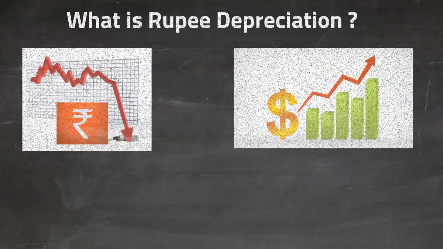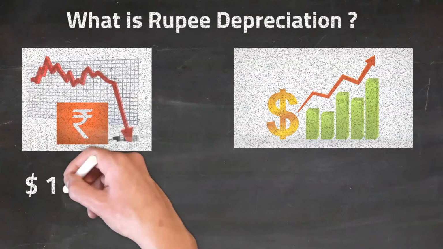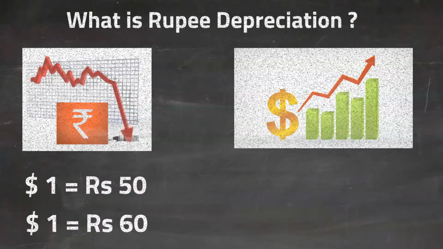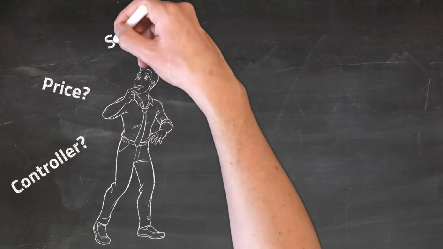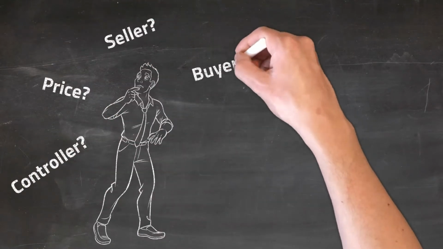Let me give you a very simple example on how it actually works. Suppose the value of one US dollar has increased from 50 rupees to 60 rupees, which means the rupee has depreciated. Now, you must be wondering who controls this movement? Who decides the price? Who is selling the currency? Who is buying it? And so on.